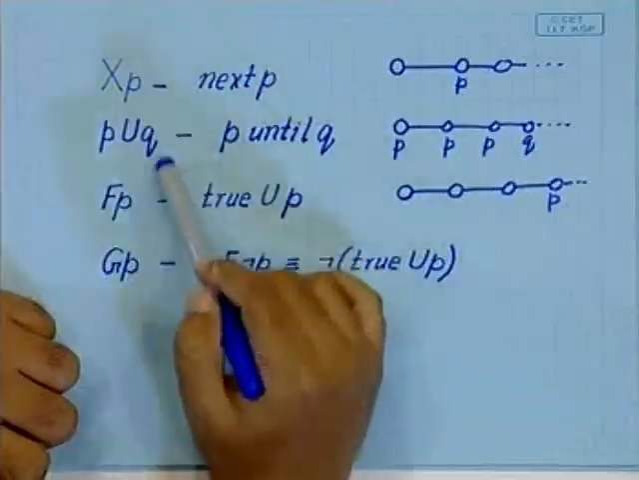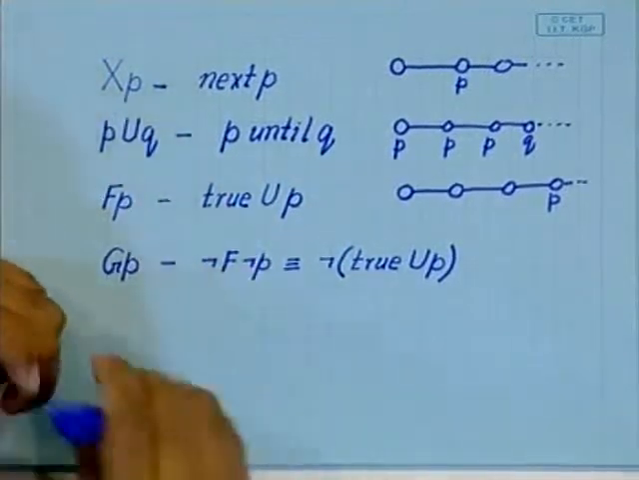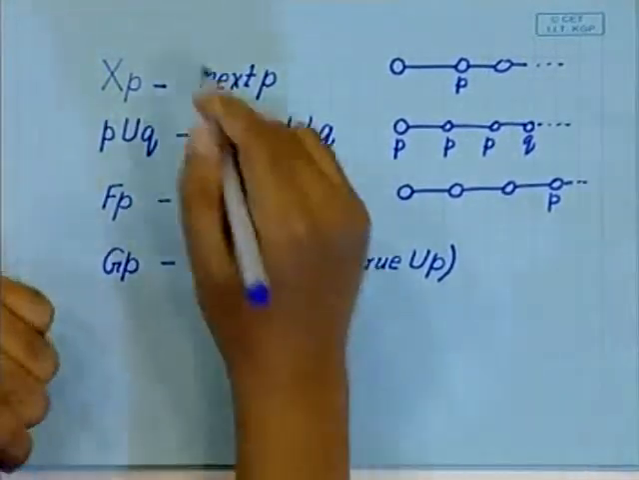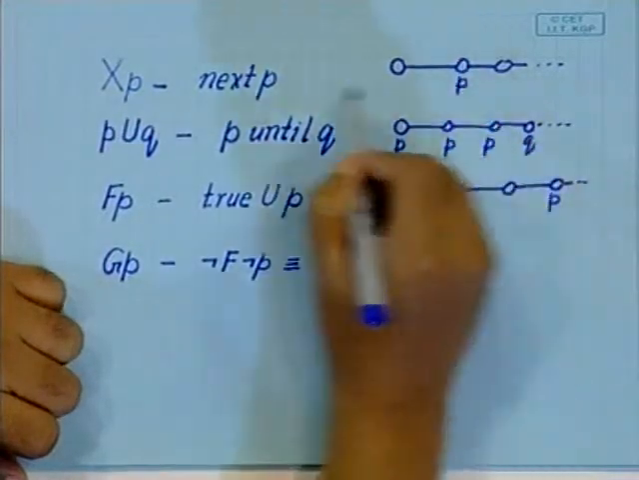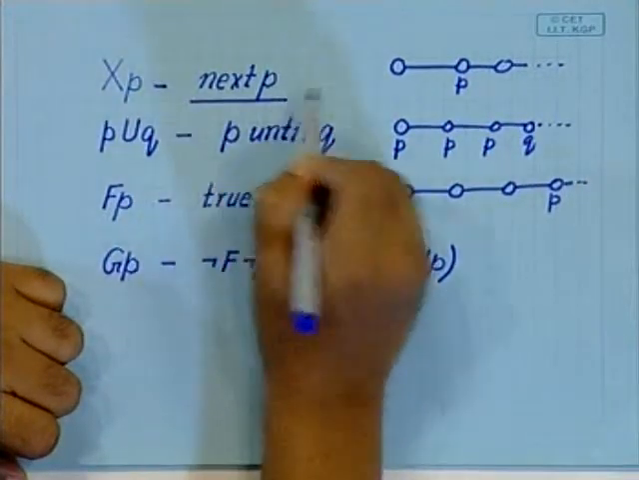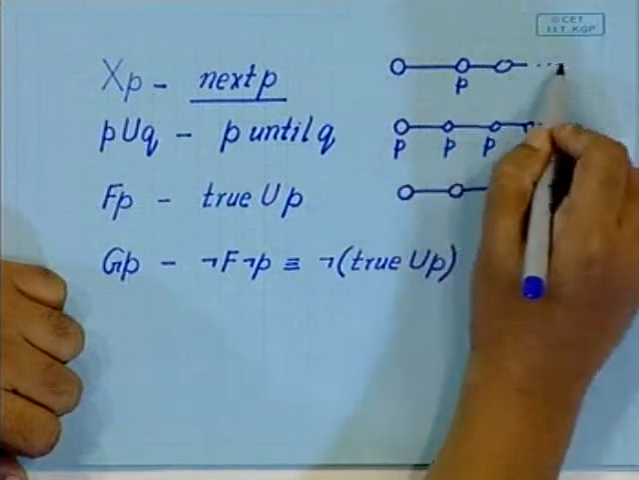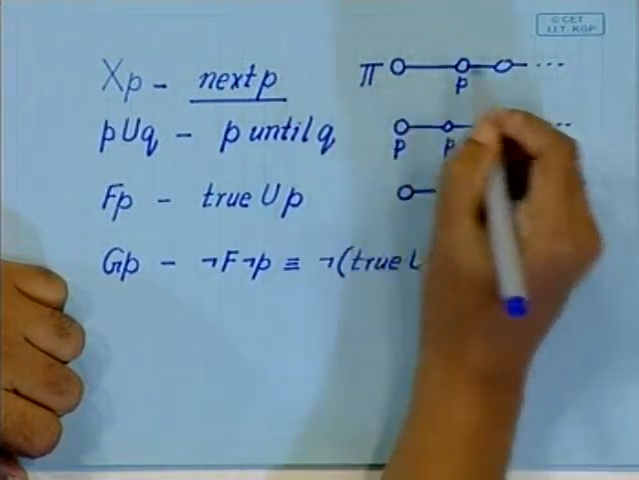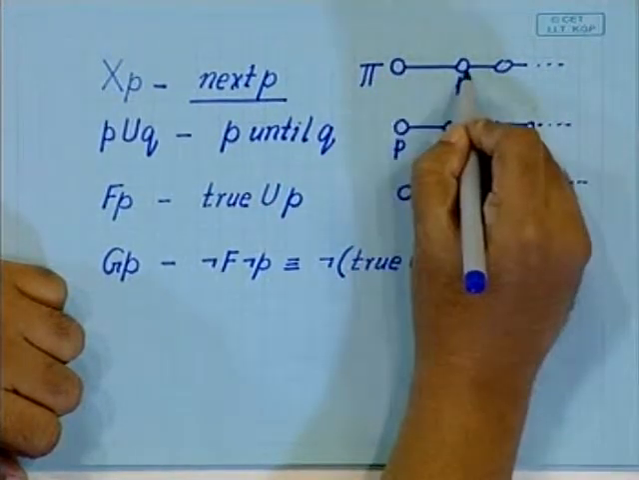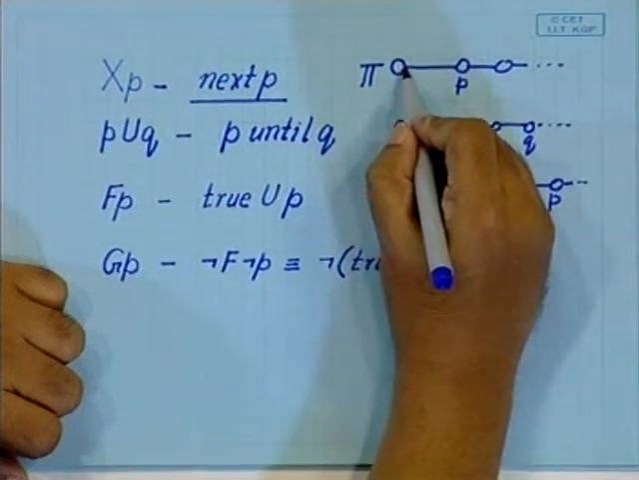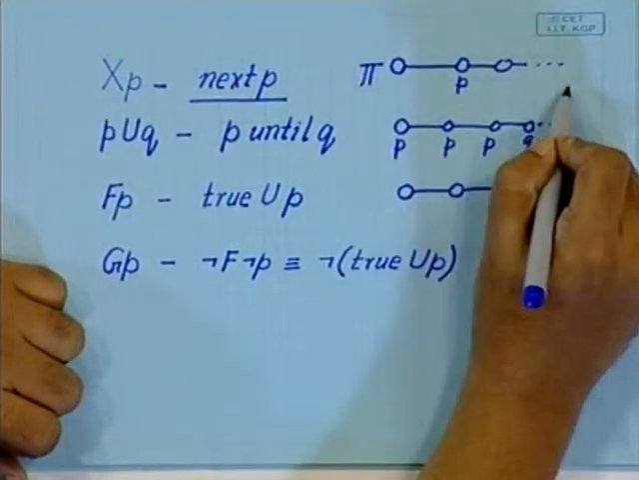Continuing from where we left off in the last lecture, we were looking at the different types of temporal operators, namely the operator Xp, which says that p is true in the next state. That means on a path pi, if we find that p is true in the step following the first state, then Xp is true on that path.